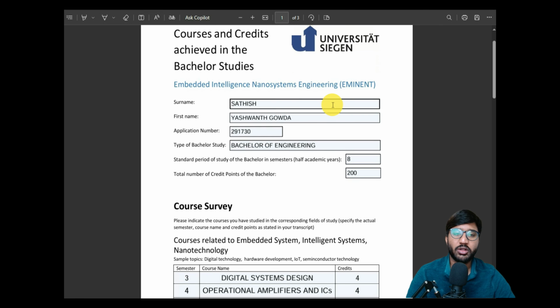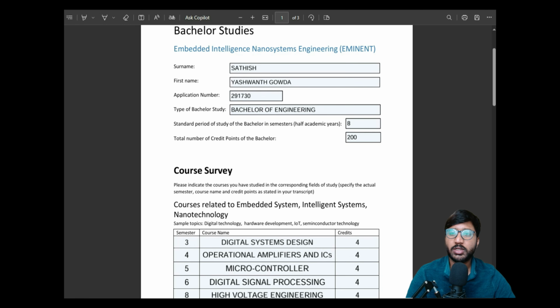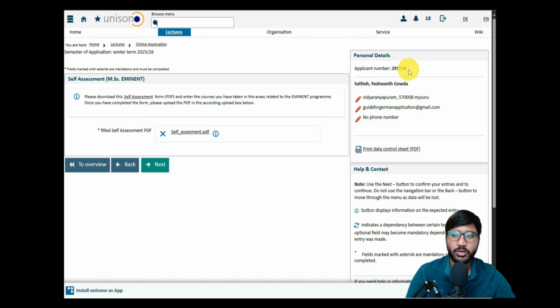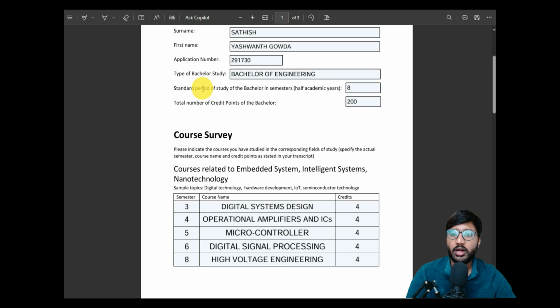At first, fill in the normal details: your surname, first name, then application number. This application number is the applicant number in the web page where you are filling in the application, and you give it in the personal details. The type of bachelor study that I did is Bachelor of Engineering, so that's what I have put.